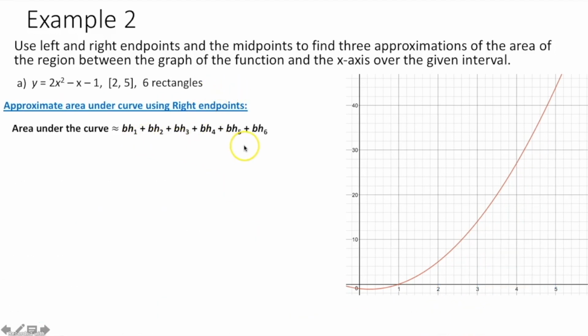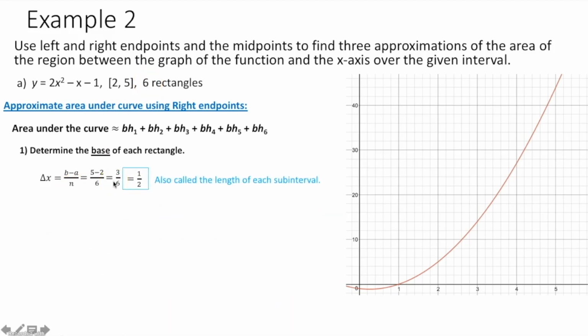Now, with the right endpoint approximation, I'm doing the exact same thing. I have 6 different rectangles that I have to find the area of and add together. I need the base first for each of those. The base is determined using the formula delta x equals b minus a over n. B is the same, a is the same, n is the same. Therefore, it's still going to be a base of 1/2 for each of these rectangles. The height is the only thing that's going to be different.